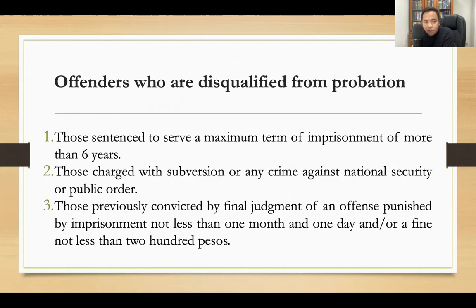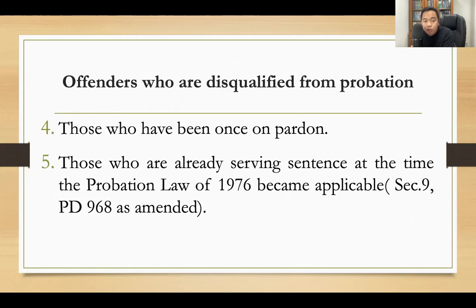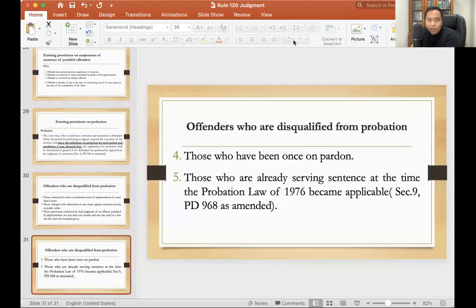Also disqualified are those charged with subversion or any crime against national security or public order, and those previously convicted by final judgment of an offense punished by imprisonment of not less than 1 month and 1 day, or a fine of not less than 200 pesos. Meaning to say, there was already a previous judgment of conviction, and the imprisonment imposed is not less than 1 month and 1 day. Also those who have been once on probation, and those who are already serving sentence at the time the Probation Law became applicable. So this ends our presentation.